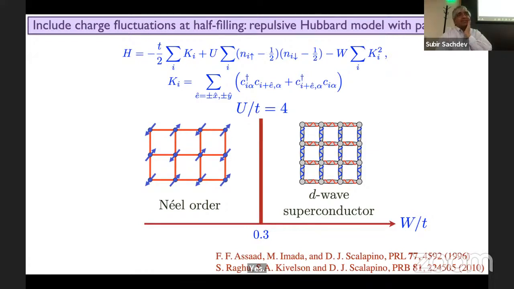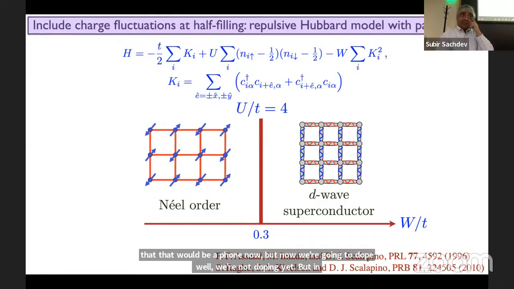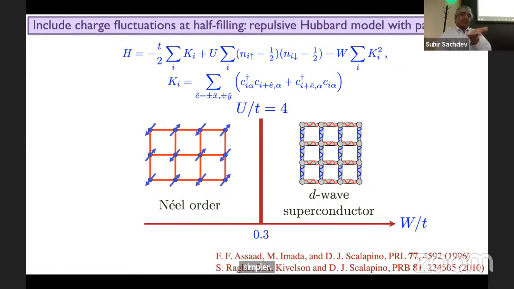So the question is, is there some other route to confinement of the pi-flux spin liquid, which we know is the parent of the two phases that we have found. Now we're going to dope. Well, we're not doping yet, but in preparation for doping, we'll just say, okay, let's put in some charge fluctuation at half filling because that's just a little bit simpler. This is a model where they looked at half filling and found, I think there's some doubt whether they actually found a d-wave superconductor, even Parker was telling me, but anyway, there was some evidence for it.